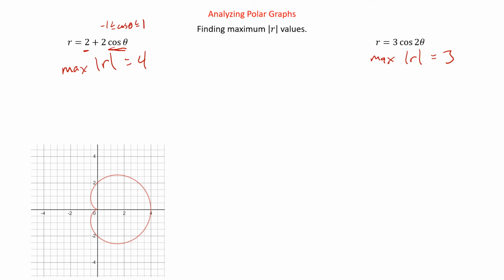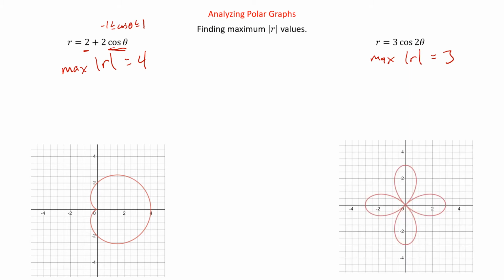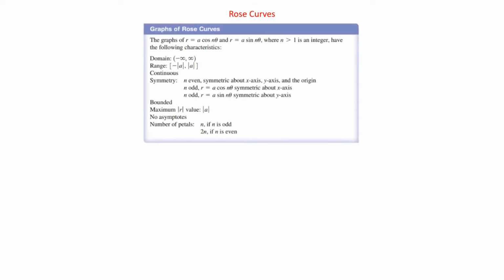If we wanted to graph this one, it looks kind of like that. That's called a rose curve, and that's the type that we're going to look at first. So rose curves have petals, and there's a whole bunch of stuff.